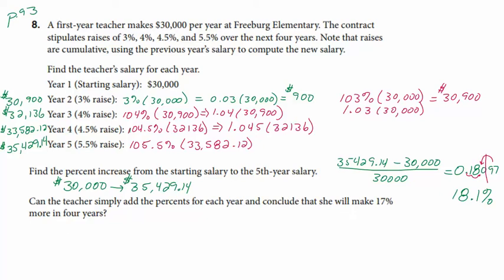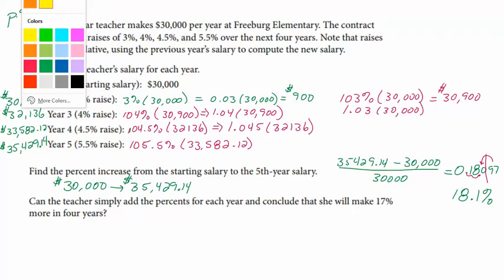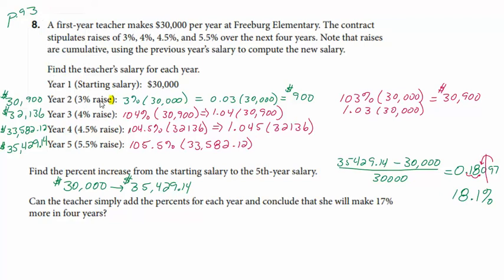So, can the teacher simply add the percents for each year and conclude she will make 17% more in 4 years? Well, where did that 17% come from? Let's see. We had a 3%, 4. What do we get when we add these up? That's 7, 11 and a half. That half would make 12. So if I add up all these percents, I get 17%. But she didn't end up making 17% more. They didn't end up making 17% more after 5 years. They ended up making 18.1% more.